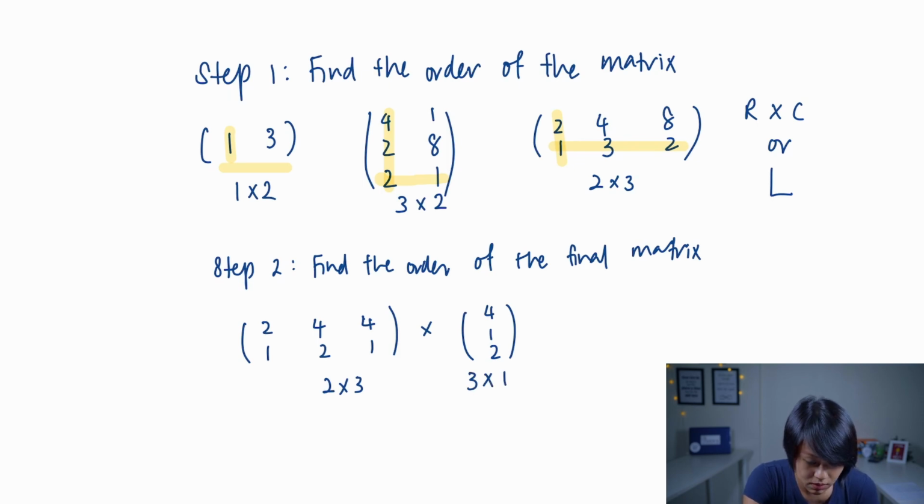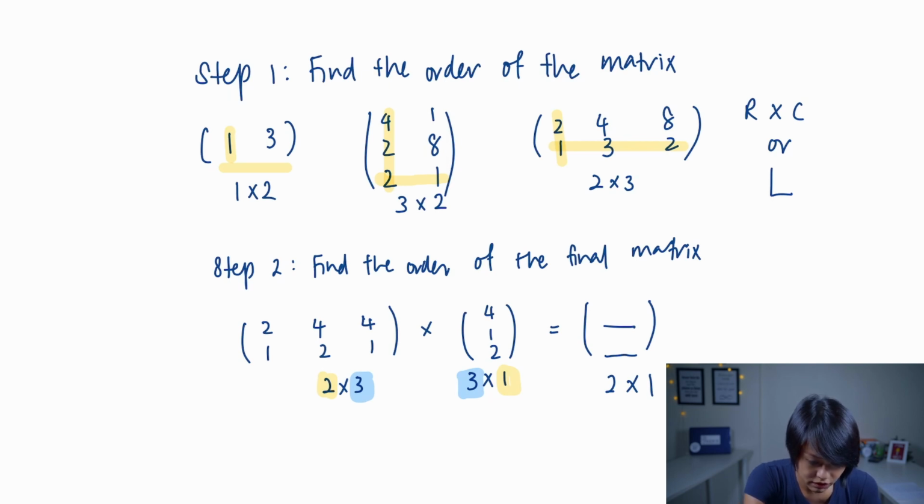Before you do any matrix multiplication, always ensure that the numbers inside are the same. If not, you're not able to do a matrix multiplication. The order of the final matrix will be the values outside, which is 2 by 1. I'll tell my students to write down 2 by 1 here and put 2 lines here so that you remember that you're finding 2 numbers and not 3 or any other number. So this is why we find the order of the matrix first.